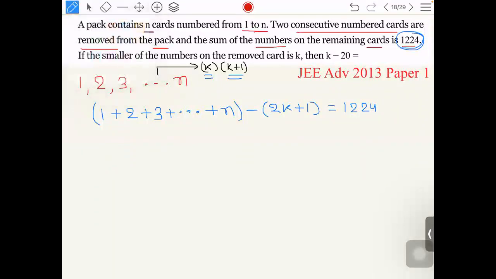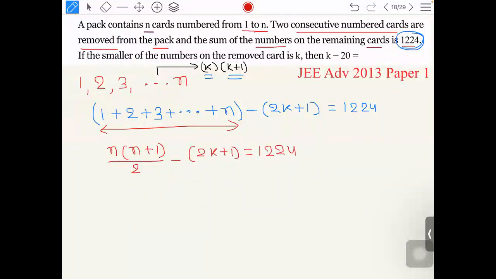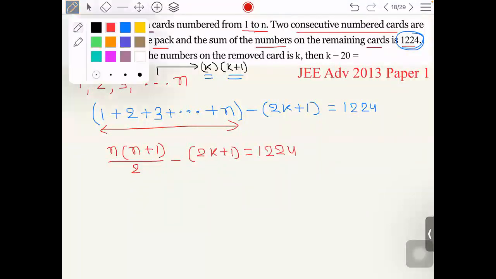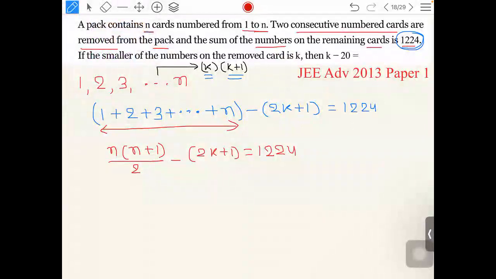Now we need to do slight trial and error here. We know that this summation we can write as n into n plus 1 by 2 minus 2k plus 1 is equal to 1224. Now, slight observation, slight trial and error, we need to figure out that for what value of n, summation up to n terms, or this value is closer to this.